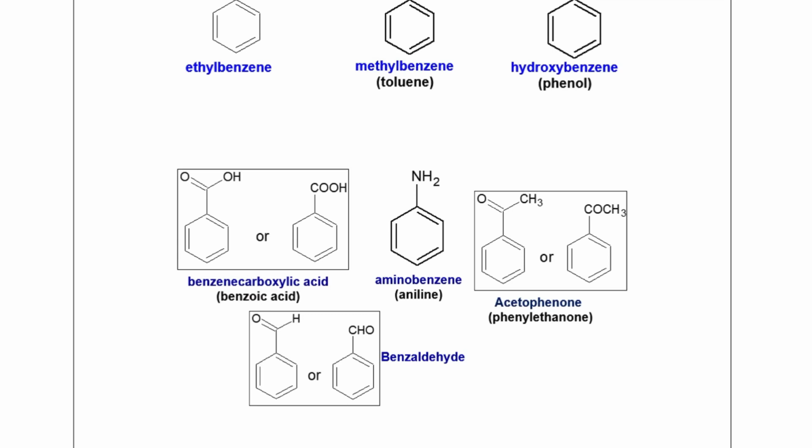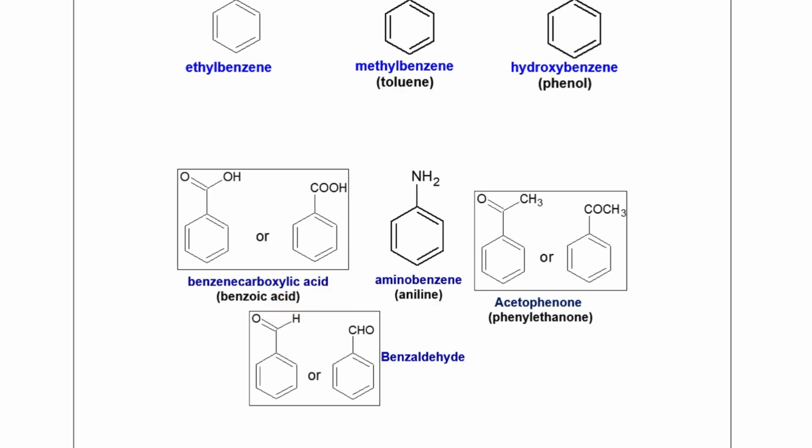Okay, kalau tadi NO2 kita panggil dia nitro. Okay, so kalaulah dia NH2 kita panggil dia amino. Okay, so dekat sini parent benzene, so nama dia aminobenzene, ataupun nama famous dia adalah aniline. Okay, so ada berapa dah nama famous? Toluene, phenol, benzoic acid, aniline.